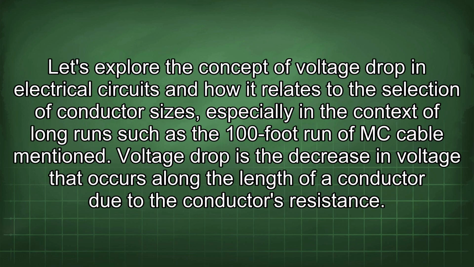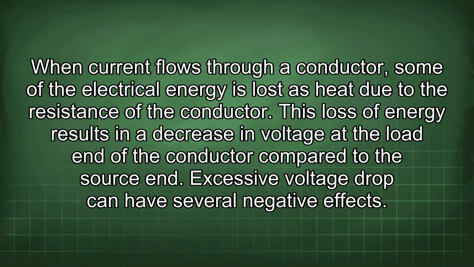Let's explore the concept of voltage drop in electrical circuits and how it relates to the selection of conductor sizes, especially in the context of long runs such as the 100-foot run of MC cable mentioned. Voltage drop is the decrease in voltage that occurs along the length of a conductor due to the conductor's resistance. When current flows through a conductor, some of the electrical energy is lost as heat due to the resistance of the conductor. This loss of energy results in a decrease in voltage at the load end of the conductor compared to the source end. Excessive voltage drop can have several negative effects.